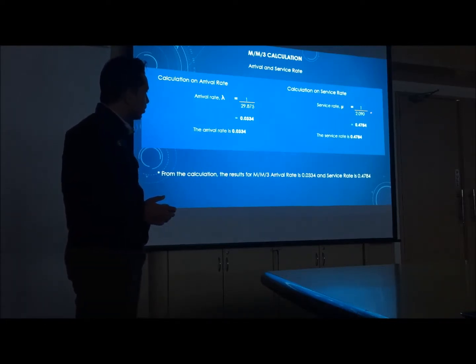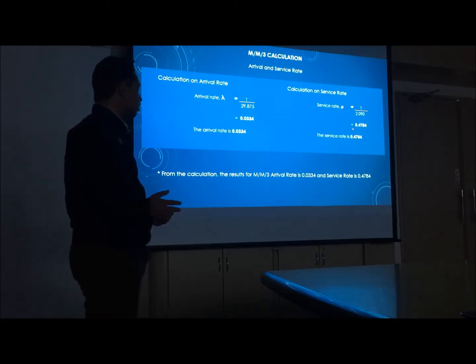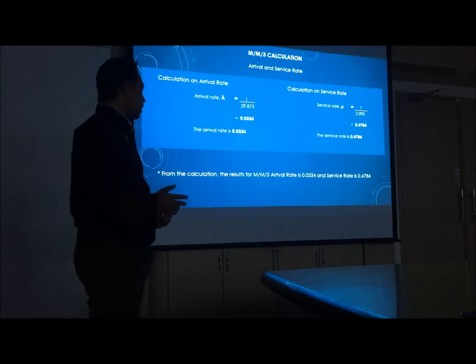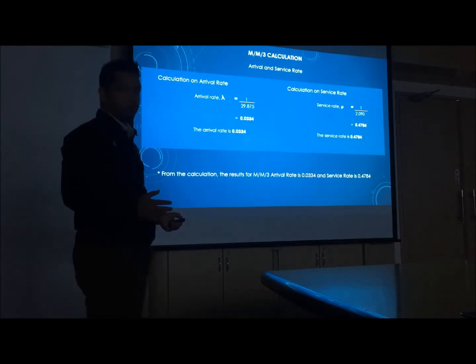1 divided by 2.090, so the result we get is 0.4784. So from the calculation, the result for the M/M/3 arrival rate is 0.0334, and the service rate value we get is 0.4784.